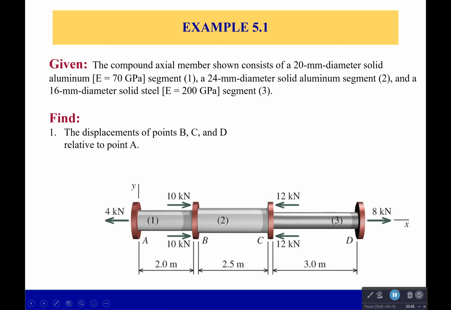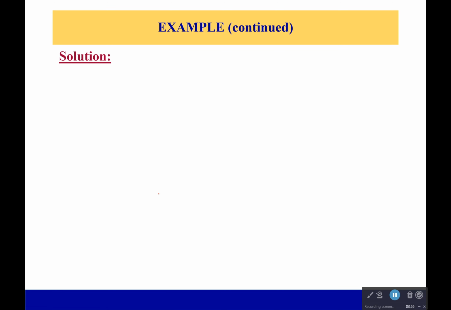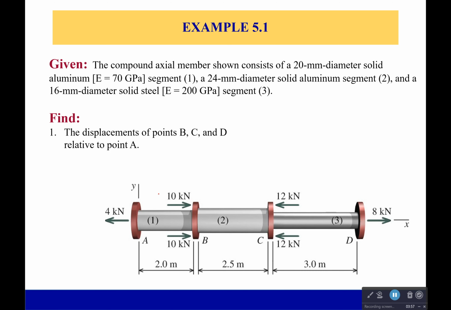Okay, so let's try an example before I let you go. So what do we have? Well, we have a compound axial member, which is shown, and consists of a 20 millimeter diameter solid aluminum segment. That's right there. Oh, sorry. A 24 millimeter diameter solid aluminum segment right here, and right there. There you go. And a 16 millimeter diameter solid steel segment right here. What do we want to know? Well, we want to know the displacements of points B, C, and D.